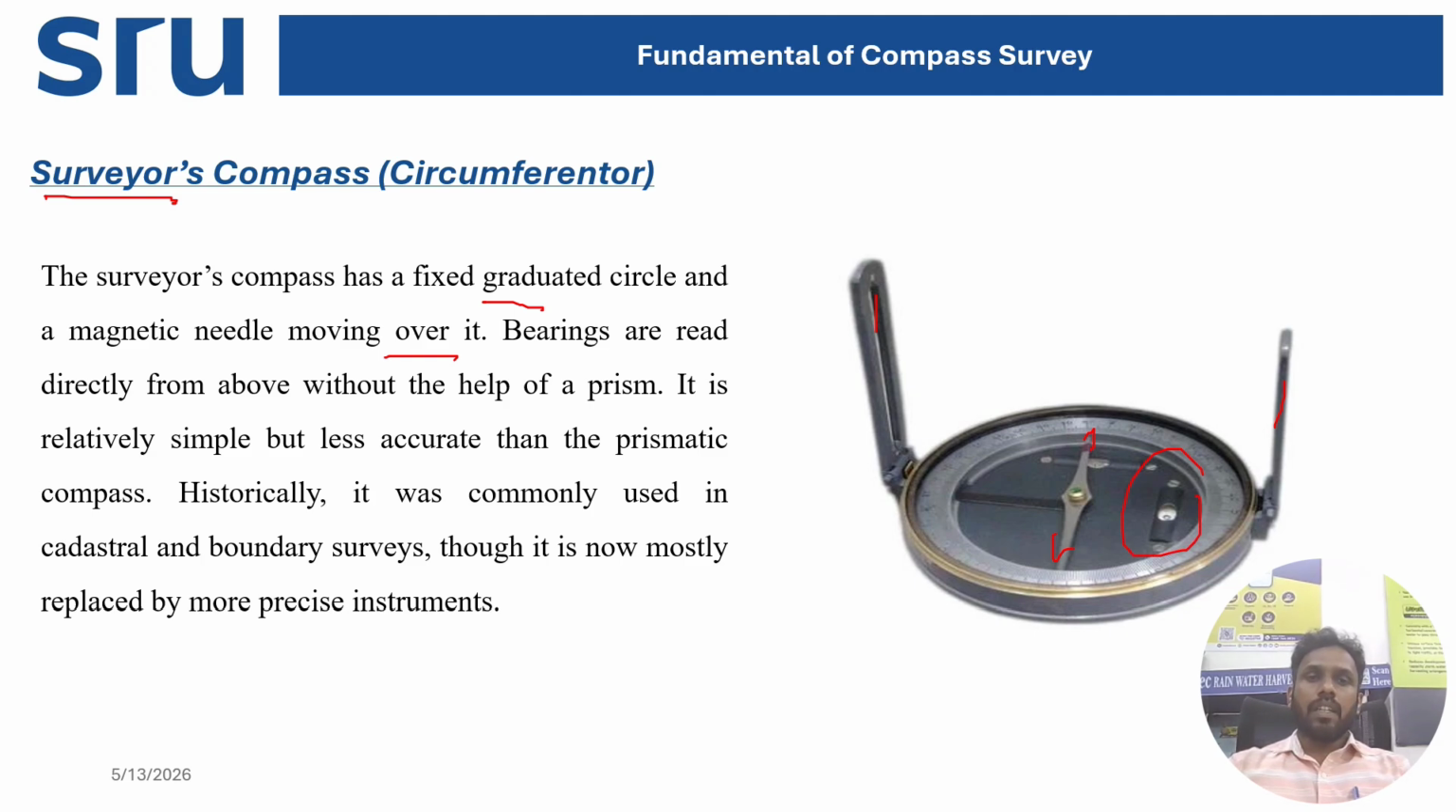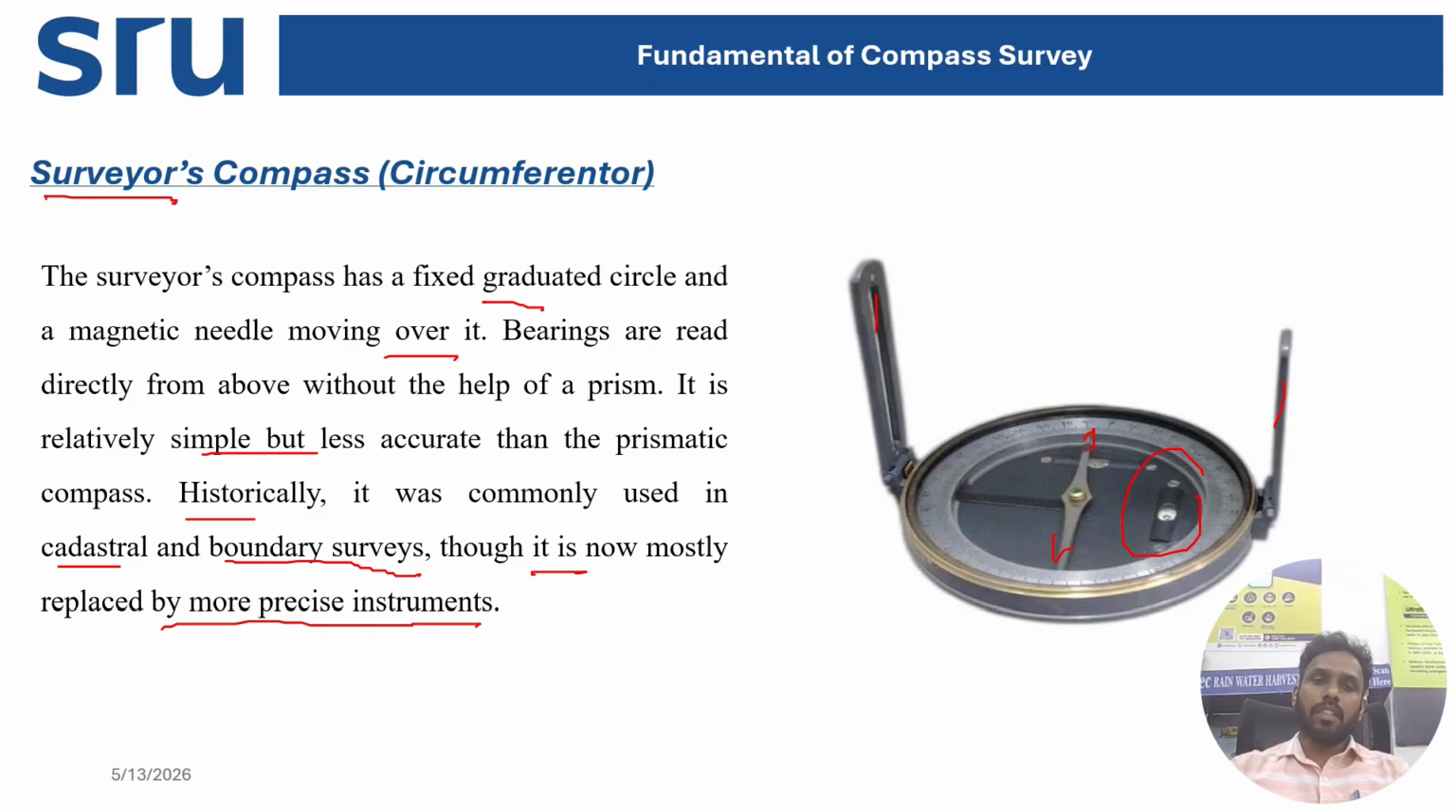So with the help of the prism, it is relatively simple but more accurate than historically. It is commonly used in cadastral and boundary surveying. Okay, right. It is used in cadastral and boundary surveying, though it is now mostly replaced by precise equipment. This compass is replaced completely by the total station because the total station will directly give you the included angle.